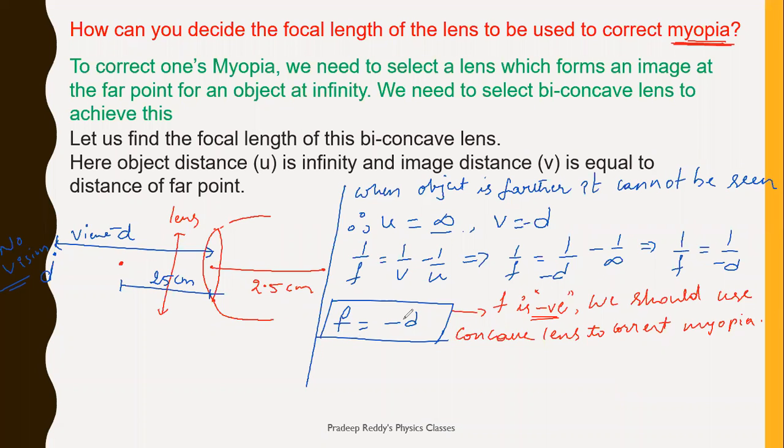Now the desired focal length depends on the person. For example, if some people cannot see objects beyond a distance of 40 centimeters, then the focal length f should be used as minus 40. If a person is unable to see beyond 100 centimeters, then f will be equal to minus 100. That focal length depends upon the d value. So the focal length of a concave lens, whose value is equal to minus d, can be used in order to correct myopia.